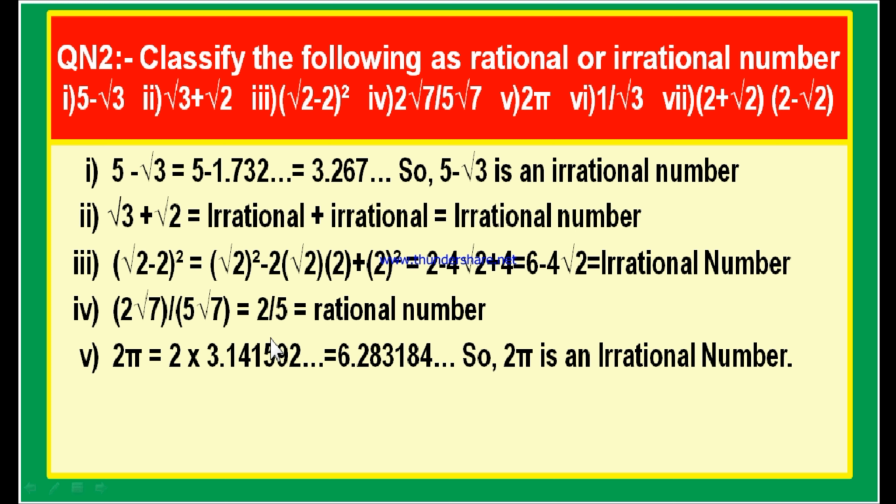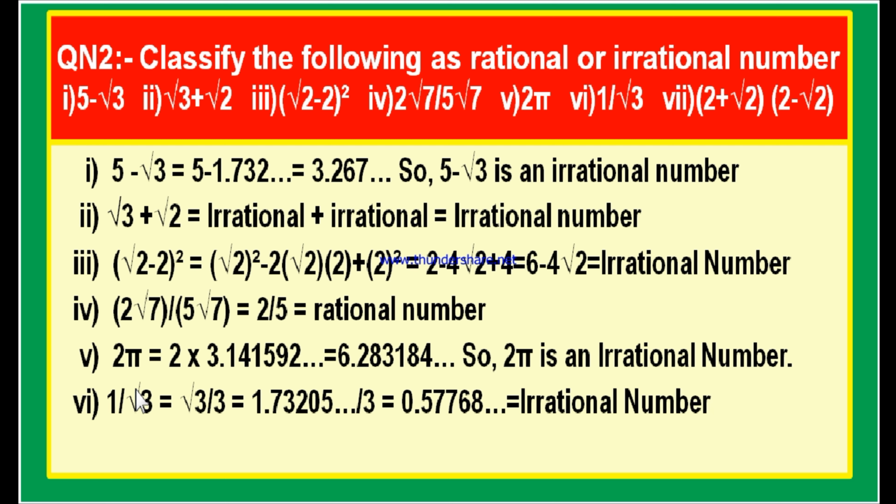If we multiply an irrational number with a rational number, then what will happen? You see this. 2 into 3.141592 and so on is equal to 6.283184 and so on. Again, you will get a non-terminating and non-recurring decimal number. Since it is a non-terminating and non-recurring decimal number, this value 2 pi is an irrational number. Is it clear? Good.